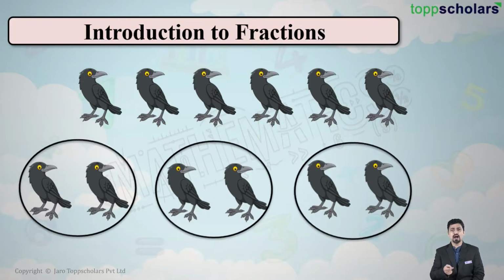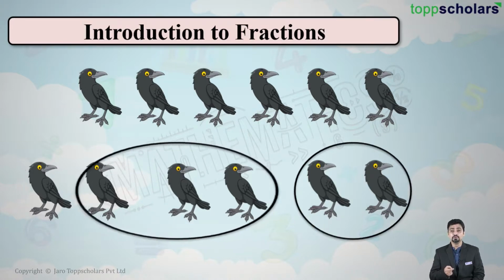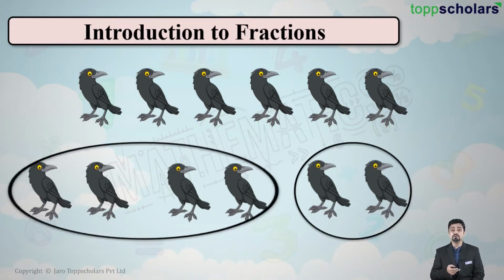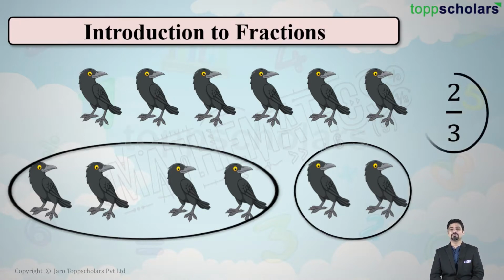From 3 groups, how many had to be selected? The numerator was 2. Therefore, I select 2 groups. And this big circle is my required fraction, 2 out of the total groups, that is 3. So I got my required fraction, that is 2 upon 3.